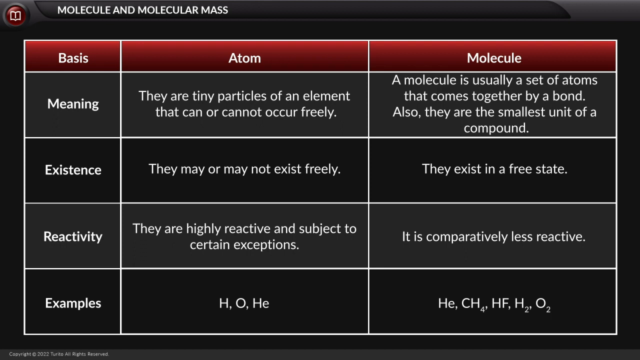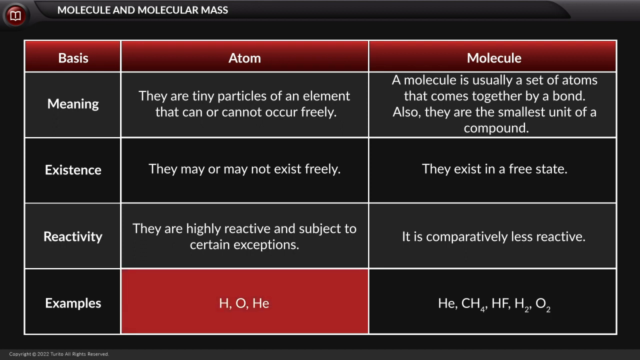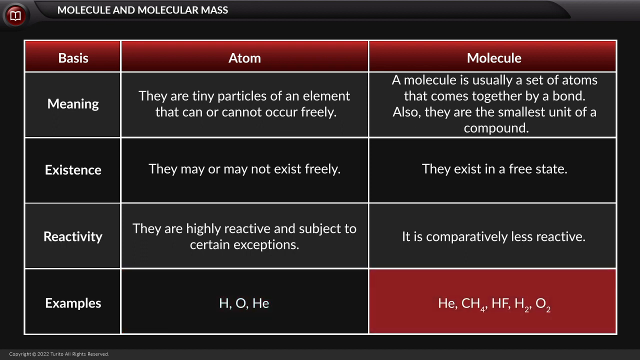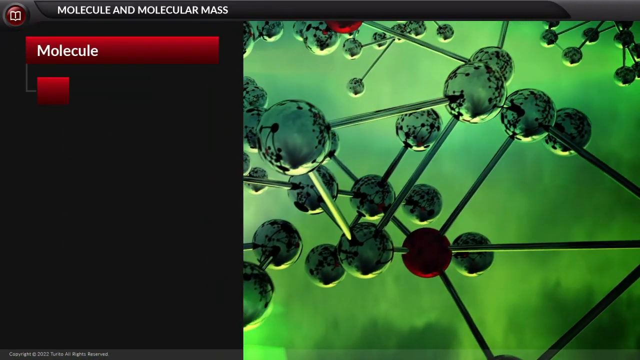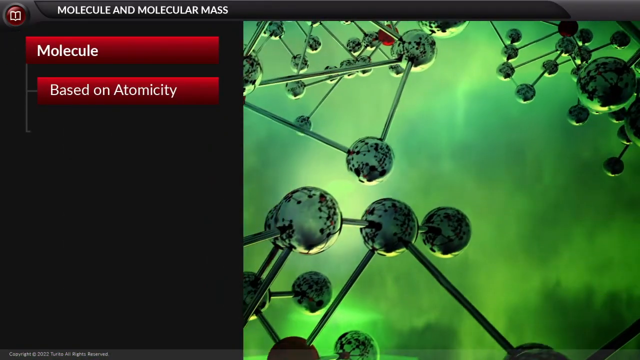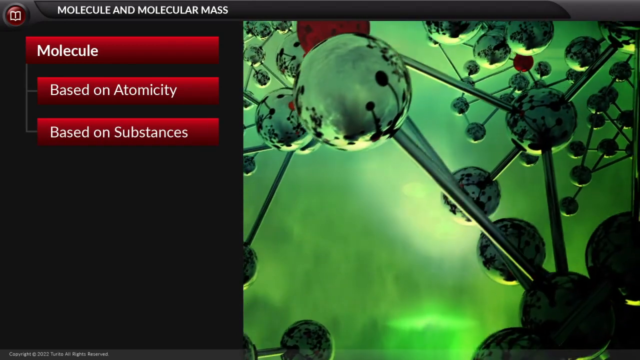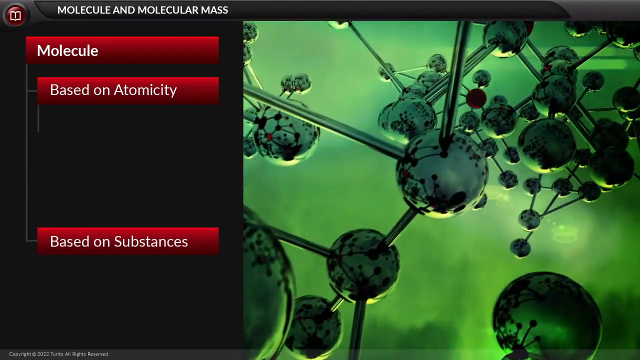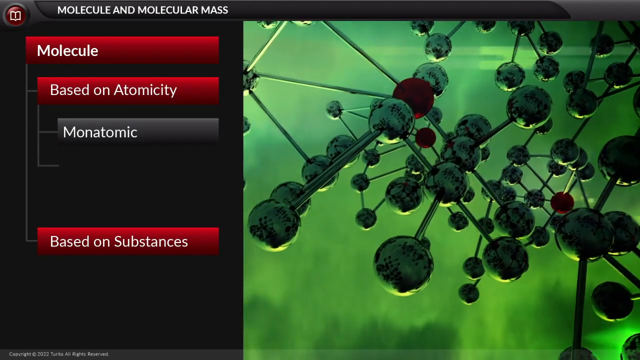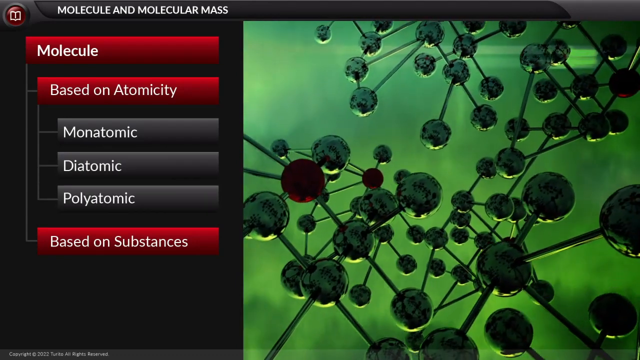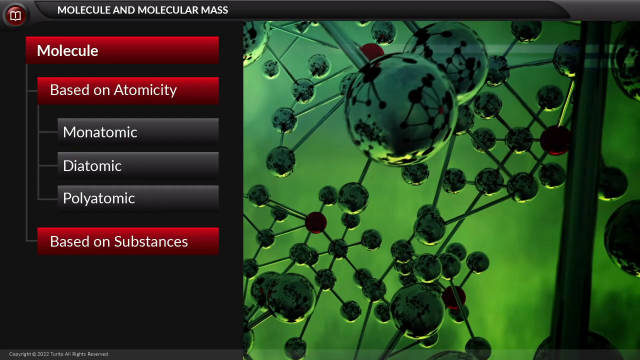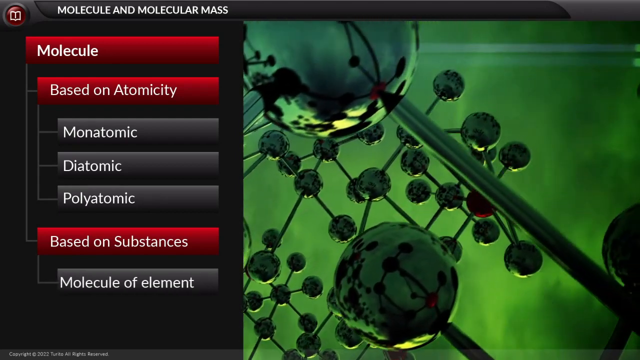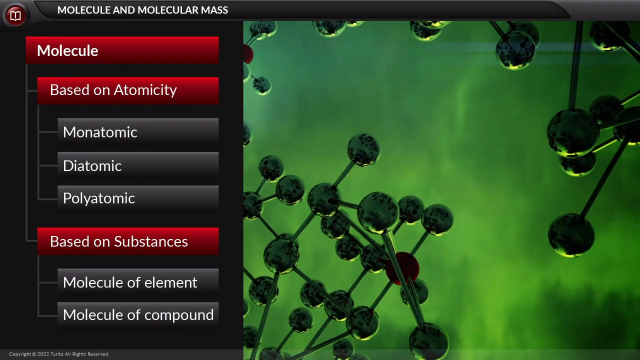Examples of an atom are H, O, He, while those of the molecule are He, CH4, HF, H2, and O2. The molecule is further divided based on atomicity and based on substances. Based on atomicity, it is divided into monatomic, diatomic, and polyatomic, while based on the substance, it is divided into the molecule of an element and the molecule of a compound.